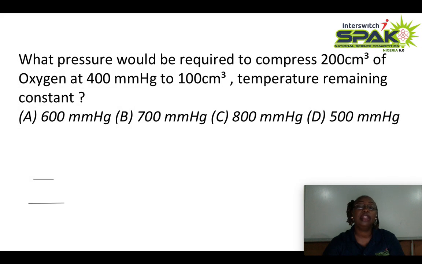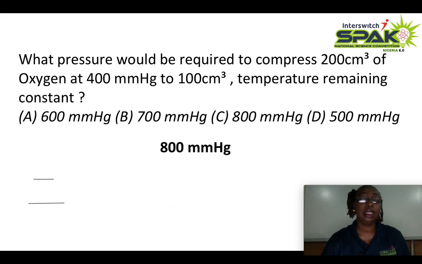What pressure will be required to compress 200 centimeter cube of oxygen at 400 millimeter of mercury to 100 centimeter cube, temperature remaining constant? A 600 millimeter of mercury, 700 millimeter of mercury, 800 millimeter of mercury, 500 millimeter of mercury. I'll give you a few seconds to calculate so that you can attempt it on your own. So our answer is 800 millimeter of mercury.